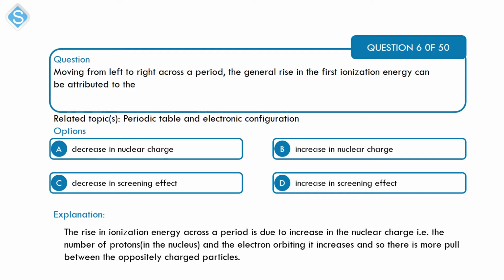Now the rise in the ionization energy across the period is due to an increase in the nuclear charge, meaning that in the nucleus you have the protons that are positively charged and you have the electrons on the shell. Going by the general principle of electrostatics, unlike charges attract. So the proton and the electron are attracting. As you move from left to right across the period, the number of protons and the number of electrons is increasing, and so the level of attraction between them is also increasing, and so it becomes more difficult to remove an electron. That makes option B the correct answer, increase in nuclear charge.